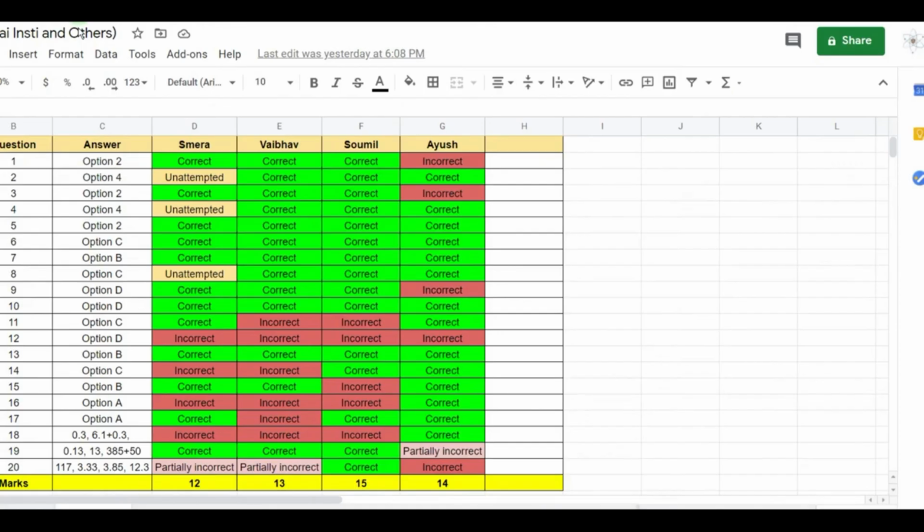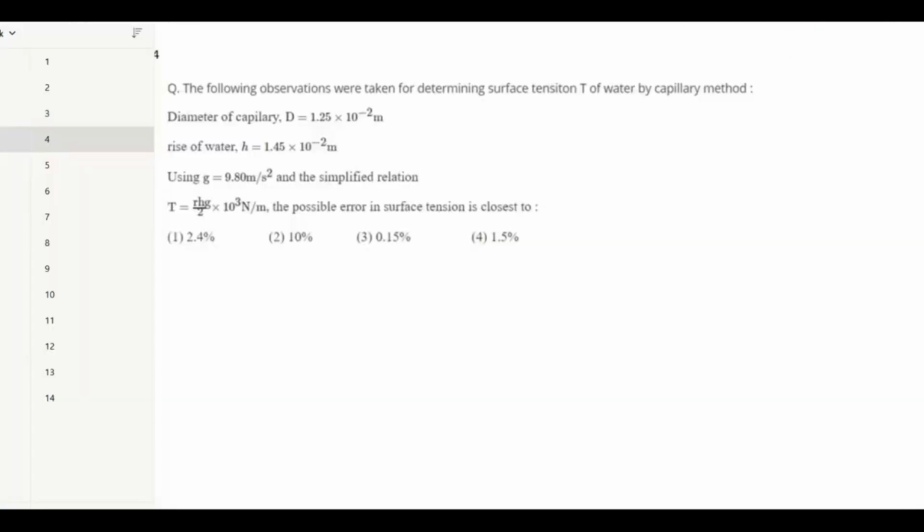Now question number 4, which Vaibhav, Saumil, Ayush, you have done correctly. Smera, you have not attempted it. So let's see this question number 4.